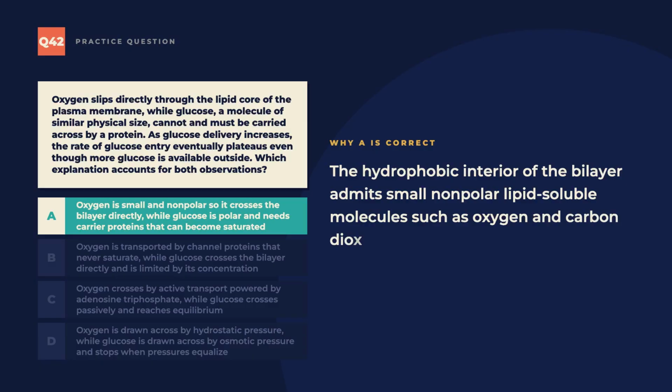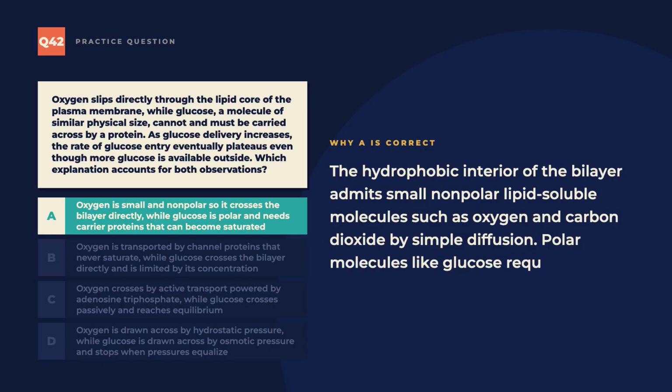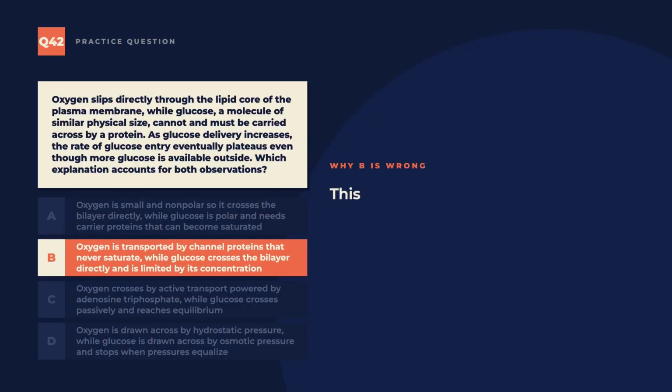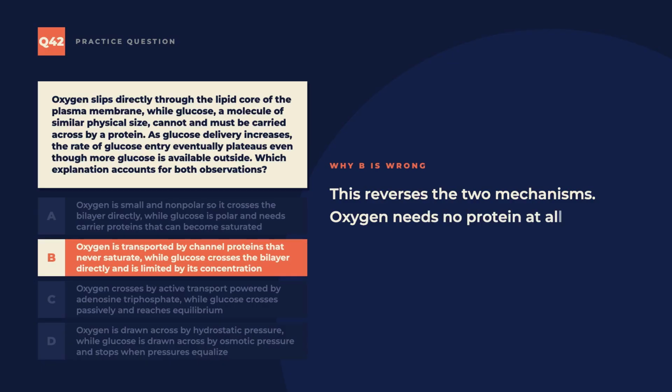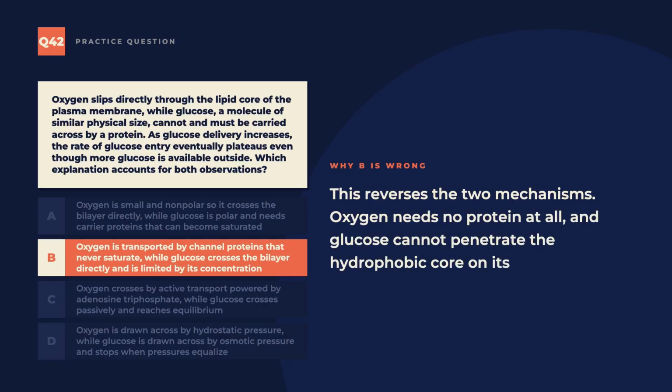Polar molecules like glucose require carrier proteins, and because those carriers exist in limited numbers, transport saturates once all of them are occupied. B is wrong because this reverses the two mechanisms. Oxygen needs no protein at all, and glucose cannot penetrate the hydrophobic core on its own.